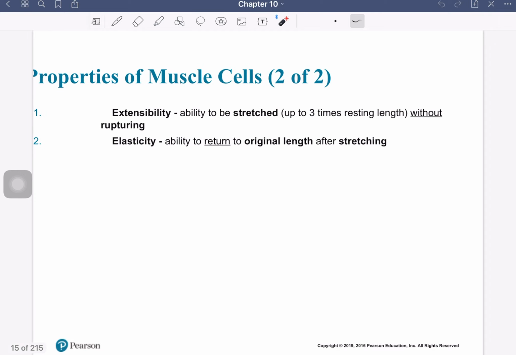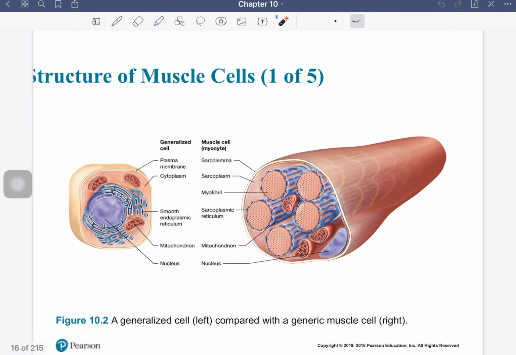The other thing they have is extensibility. They have the ability to be stretched, sometimes up to 3 times their resting length without doing any damage, which is pretty amazing. And elasticity, because of course, if you were to stretch a muscle cell, it would be a one-hit wonder. You want it to go back to its original shape, so it has to have elasticity that allows it to return to its original length after stretching. Okay, so that was just a quick introduction. In the next video, we're going to come back and look at the actual structure of a muscle cell.